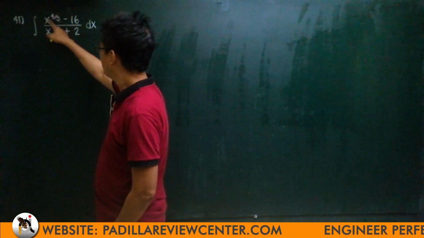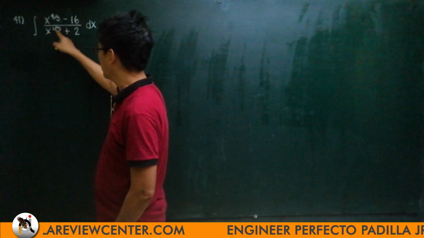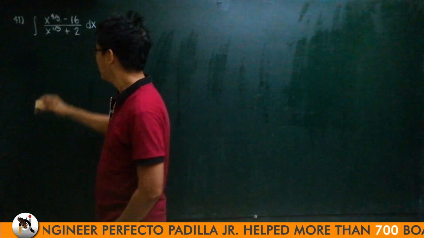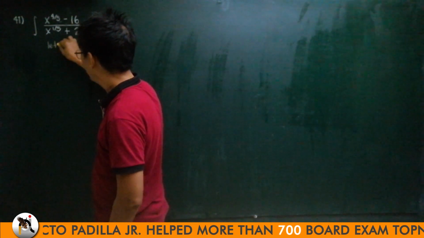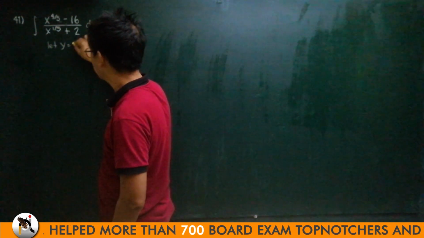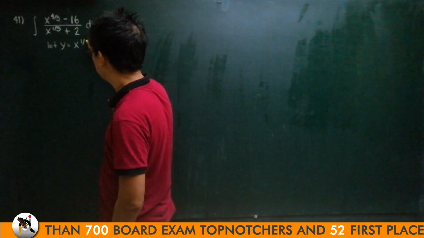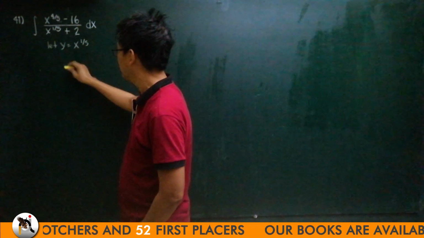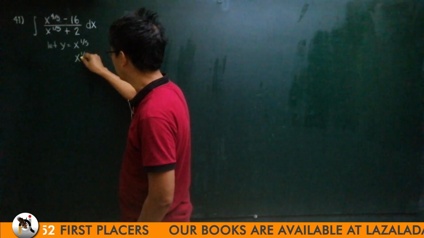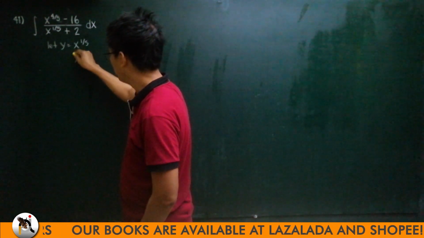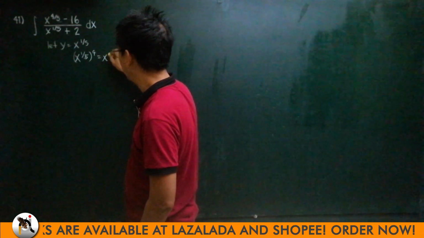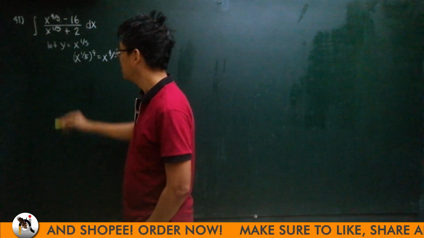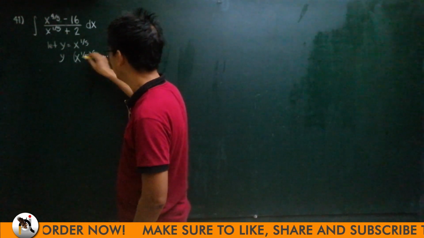So both of them contain the fifth root. So let us first simplify by letting y be x to the 1/5. If x to the 1/5 is y, then x to the 1/5 to the 4 is x to the 4/5, right? 1/5 times 4 is 4/5. So this is going to be y to the 4.